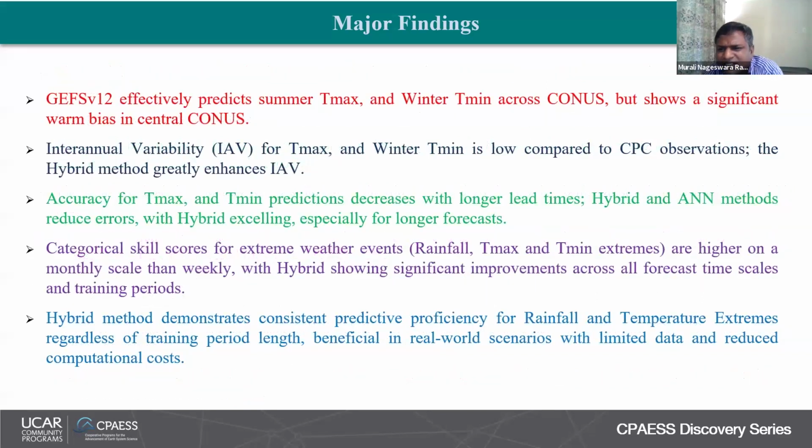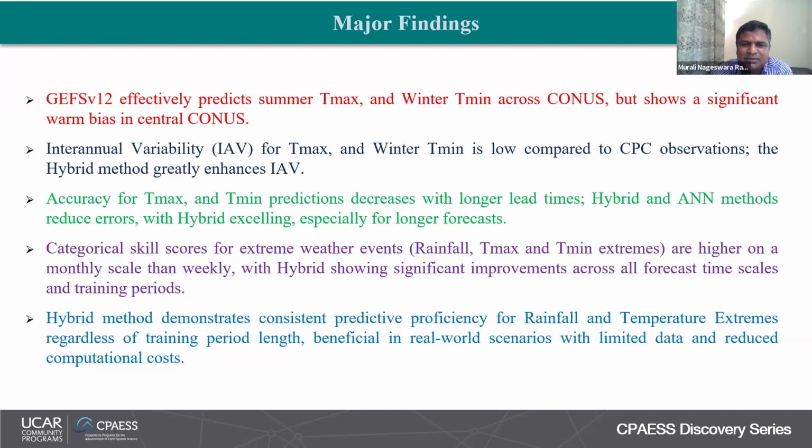And when we look at the sensitivity experiment with the different training periods, the GFS effectively predicts the summer Tmax and the winter Tmin across the Canas, but shows a significant warm bias in the central Canas. Whereas in the remaining cases, it is a cold bias. Inter-annual variability of the Tmax and Tmin is low as compared to the CPC observations. The hybrid method greatly enhanced the variability.